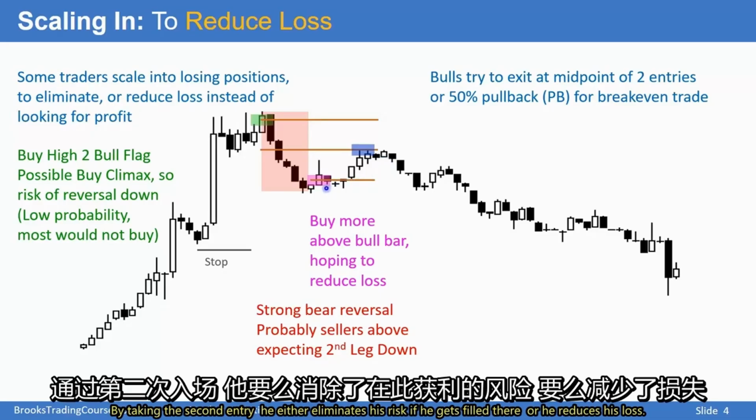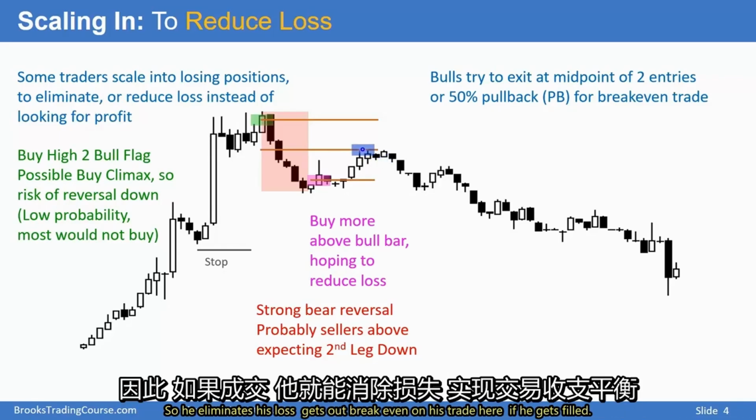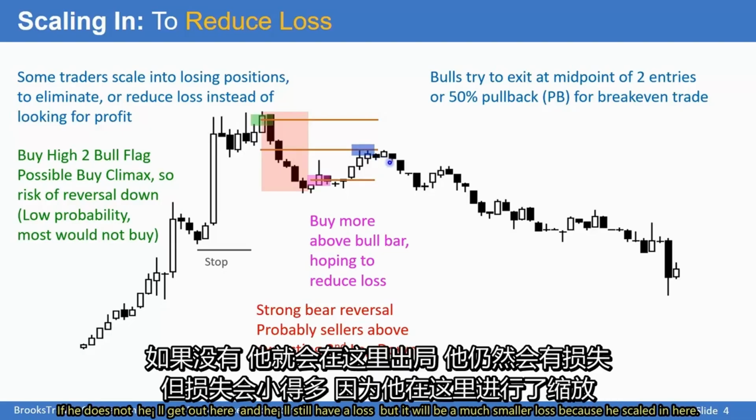By taking the second entry, he either eliminates his risk if he got filled there, or he reduces his loss. So he eliminates his loss, gets out break even on his trade here if he gets filled. If he does not, he'll get out here, and he'll still have a loss, but it will be a much smaller loss because he scaled in here.